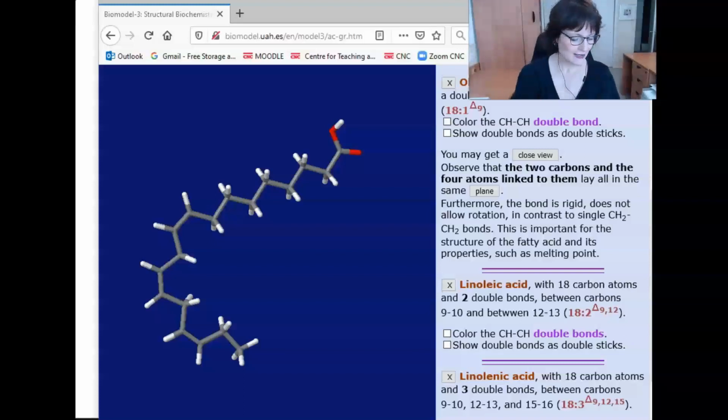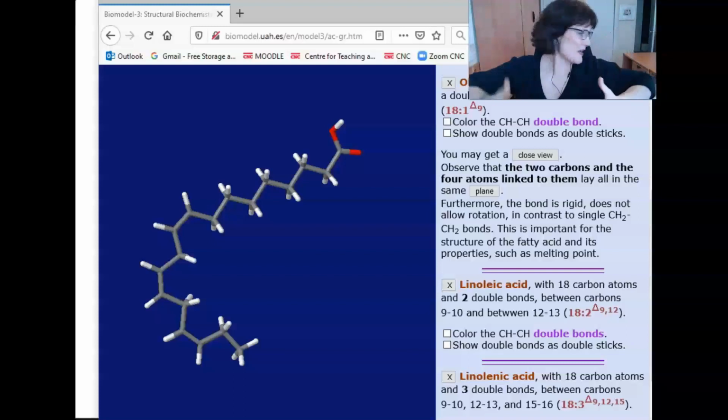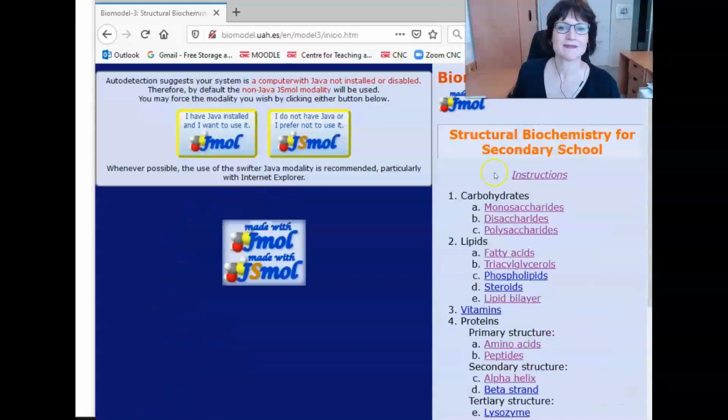Just like how if you crumple up paper, I'm going to do it. You can't fit as many of these in a box compared to a box of the flat paper. I think you get it.